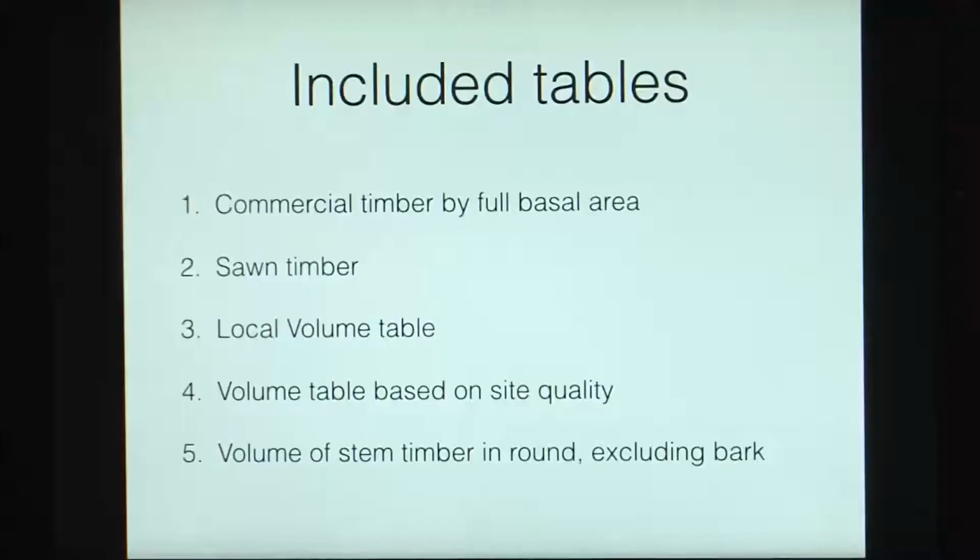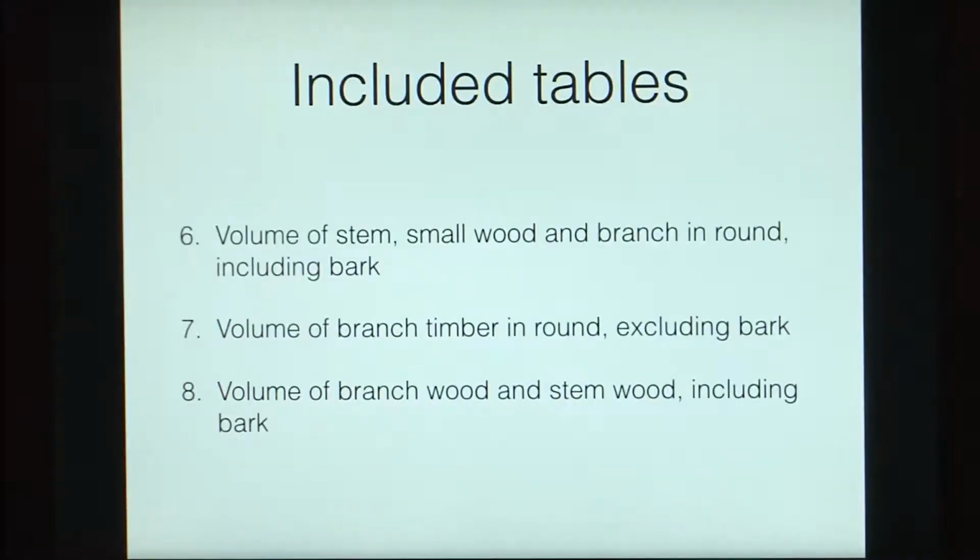Now, coming to the slides, you can even have volume tables based on site quality. Site quality tells you how fertile a site is. You can have the volume of stem timber in round excluding bark. So, you can find out the volumes including the bark or excluding the bark. There it was excluding the bark. Now, you can have the volume of the stem, small wood and branch.